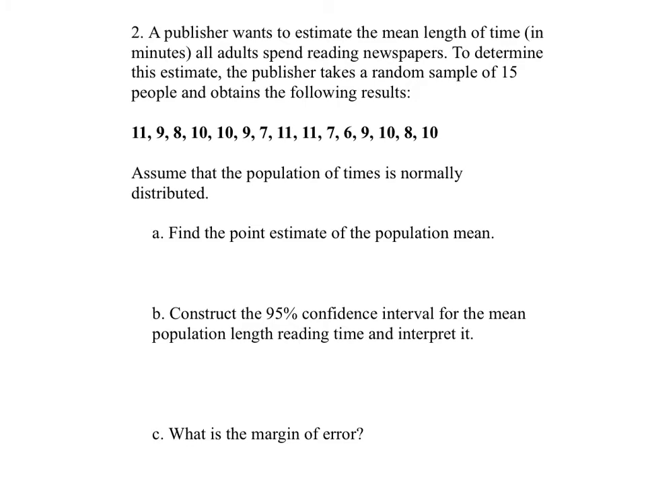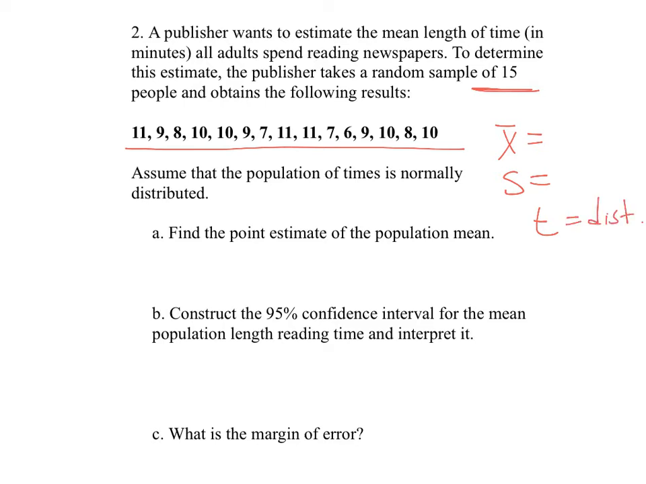Question 2. A publisher wants to estimate the mean length of time in minutes all adults spend reading newspapers. To determine this estimate, the publisher takes a random sample of 15 people and obtains the following results. These are the reading times of this set of 15 people. Notice we're not given a mean or standard deviation, so we will use this data to find x bar, the mean, and also the sample standard deviation. Therefore, in this case, we will be using a t-distribution.